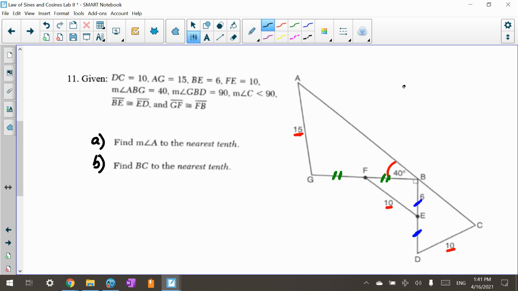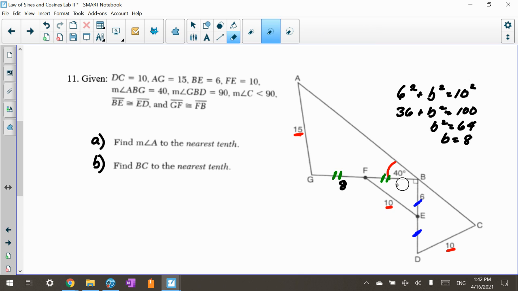Over here, I'm going to do 6 squared plus b squared equals 10 squared. When I solve that, this is 36 plus b squared equals 100. b squared equals 64. b is 8. And I knew it was going to be 8 because it's a 6, 8, 10 right triangle, one of the Pythagorean triples. So I know that FB is 8. And if FB is 8, guess what else is 8? GF is 8 too. That's just math I've known for a very long time.